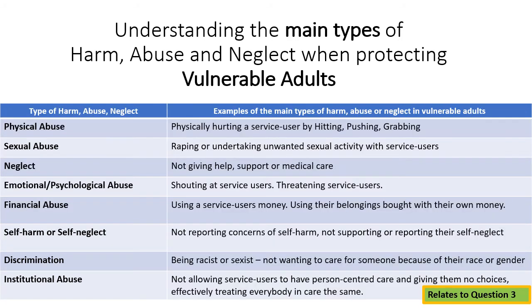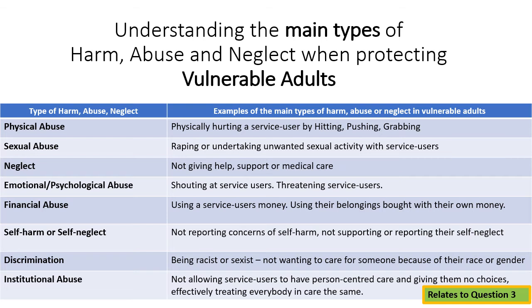Okay, so hopefully you will have thought of some examples yourself from research from the last slide, and this slide is giving you some more examples. So examples of the main types of harm, abuse or neglect in a vulnerable adult. So physical abuse, so this could be physically hurting a service user by hitting, pushing, grabbing. Sexual abuse, by raping or undertaking unwanted sexual activity with service users. Neglect, not giving help, support or medical care.